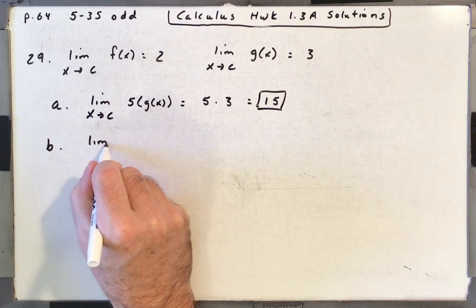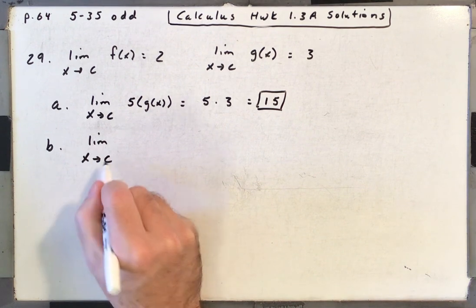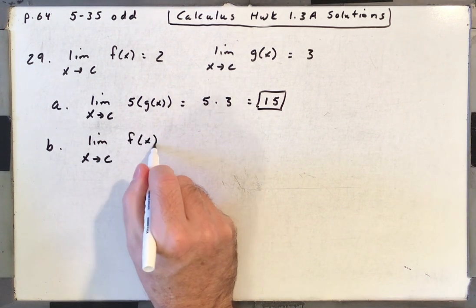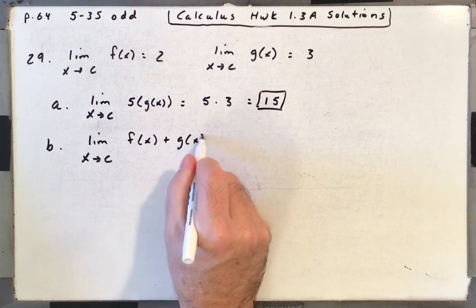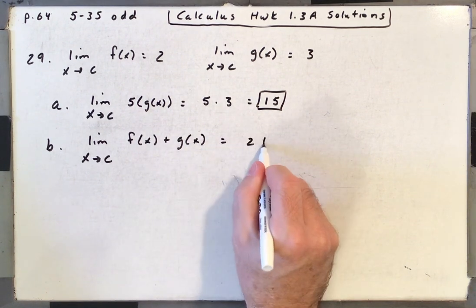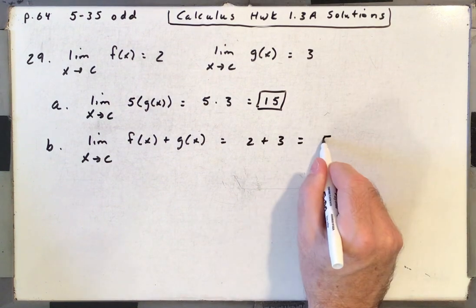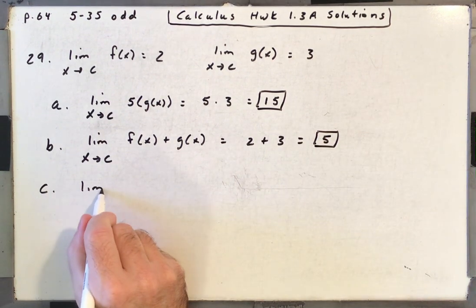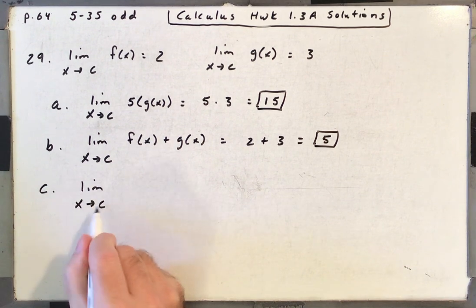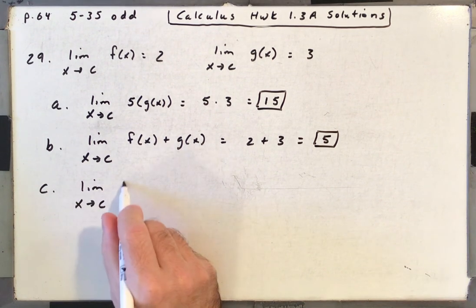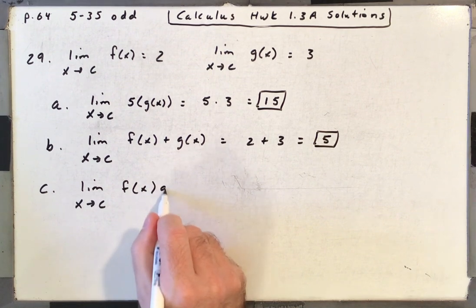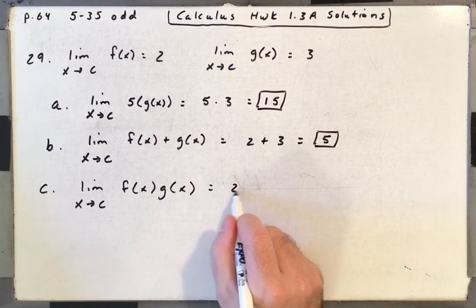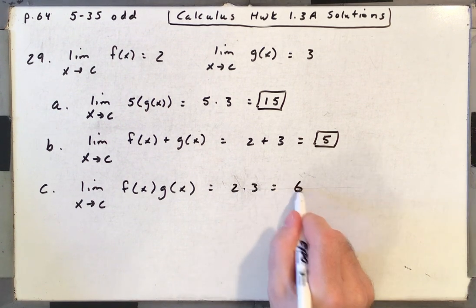Part B, limit as x approaches c of f of x plus g of x. That's just going to be 2 plus 3, which is 5. Part C, limit as x approaches c of f of x times g of x. So we did an example pretty much just like this with different numbers. That's going to be 2 times 3, which is 6.